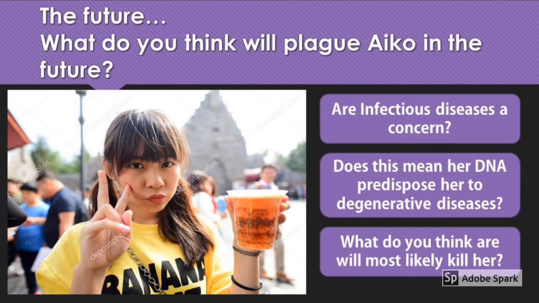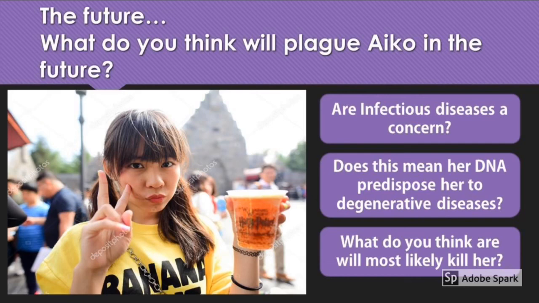But from this sector of the content, if we're looking at a case between Layla and Aiko, infectious diseases are not really Aiko's concern, not that much anyways, because if it was a massive pandemic outbreak, it will affect Layla as well. So what is Aiko's potential health killers in the future then? Probably the degenerative diseases, things like cancer, high blood pressure, heart attack, diabetes.